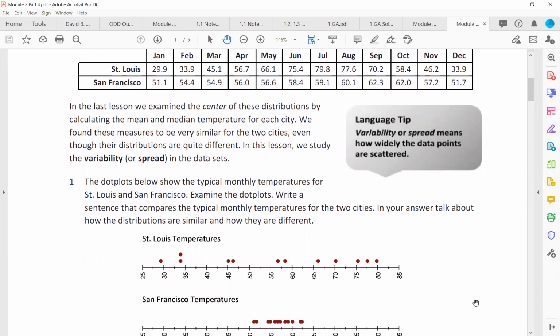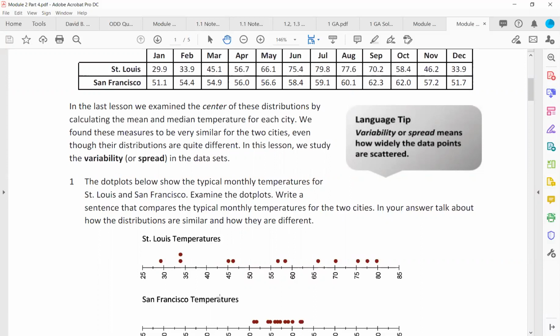As you can see, San Luis temperatures are very varied. There are a lot of differences between these dots, which are actually these numbers here. 29.9, 33.9, 45.1, 56.7, 66.1, 75.4, 79.8, 77.6, 70.2, 58.4, 46.2, 33.9.